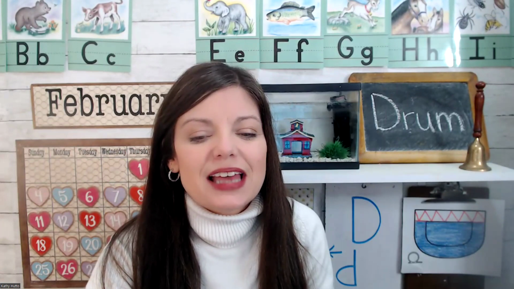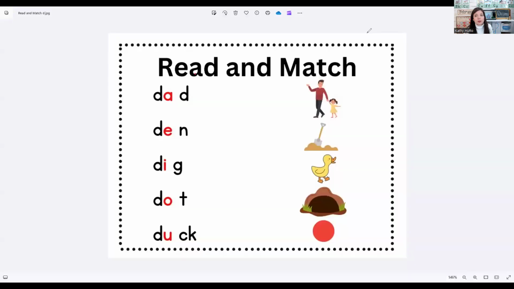So let's use that sound for blending and reading. Can you help me sing the vowel song? A, E, I, O, U. These are the vowels. Well, we're going to put letter D with each of those vowels. We're going to blend those sounds together and add an ending sound and read some real words.